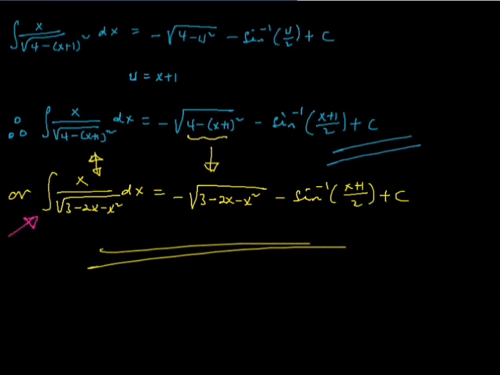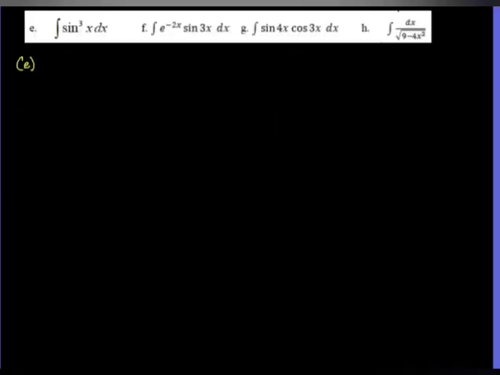This is an integration by trigonometric substitution. We have a substitution which I will tell you. The e part is the integral of sine cube x. This integral requires a substitution technique. So sine cube x means sine square x times sine x.